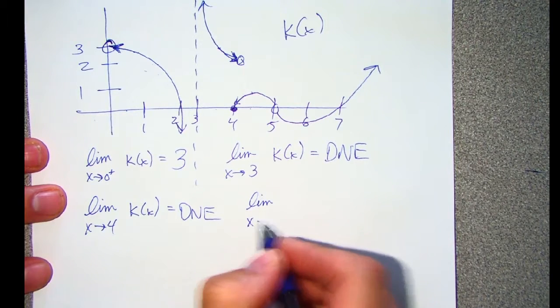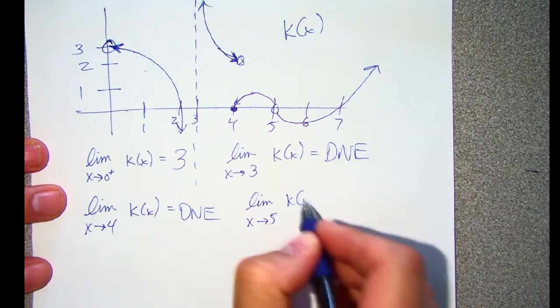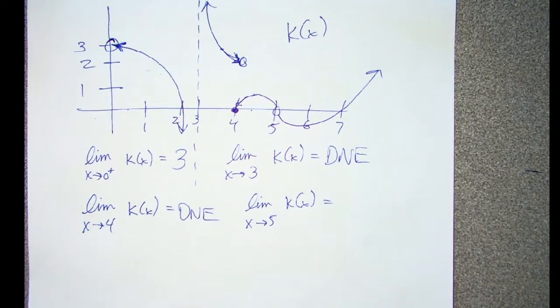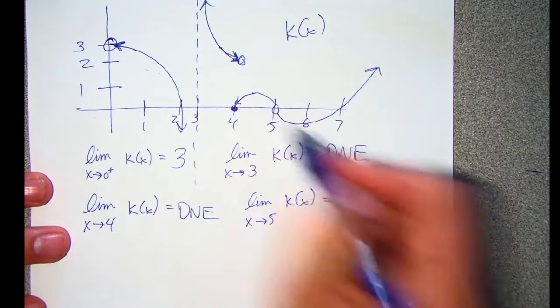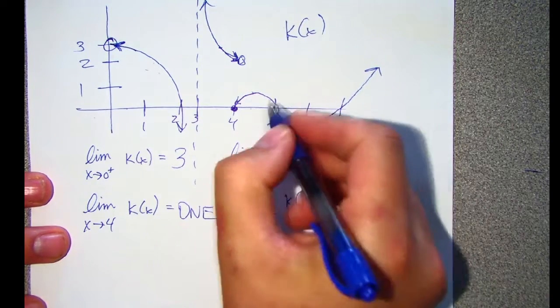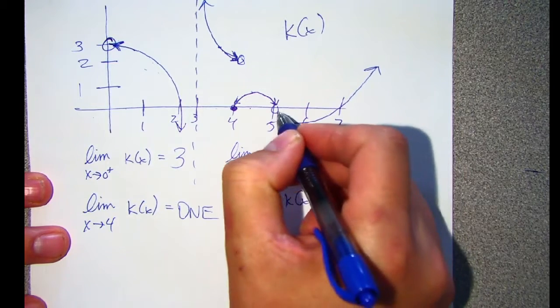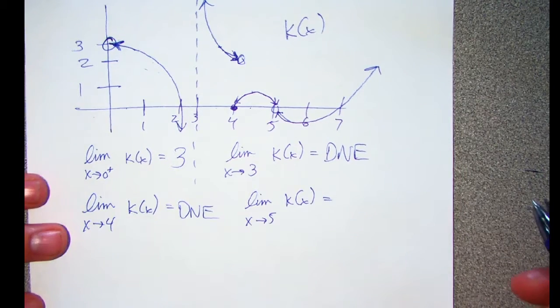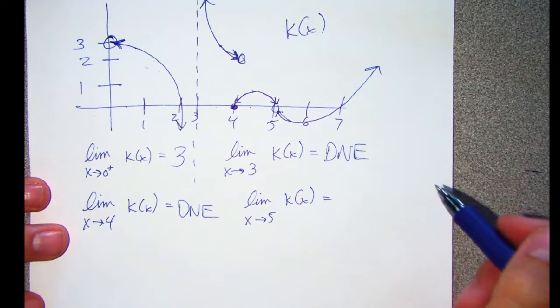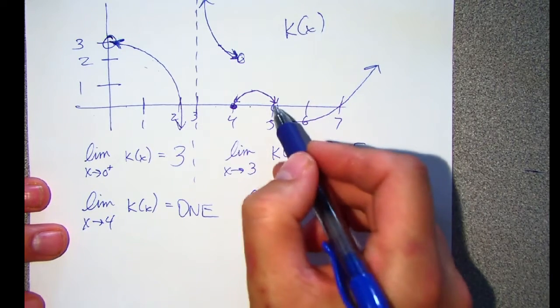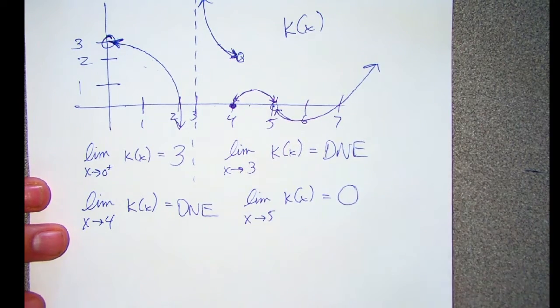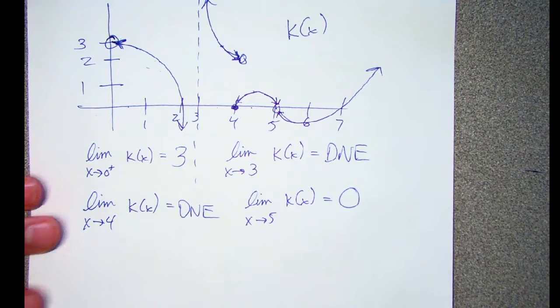Let's say limit as x approaches 5. Again, I'm not telling you to look at both sides, but you got to always consider it. So as I approach 5 from the left-hand side, we're going towards a y value of 0. As I approach 5 from the right-hand side, we're going towards a y value of 0. I don't care if there's a dot there or not. From both sides, it looks like we're tracking towards a y value of 0. Therefore, that's your limit.